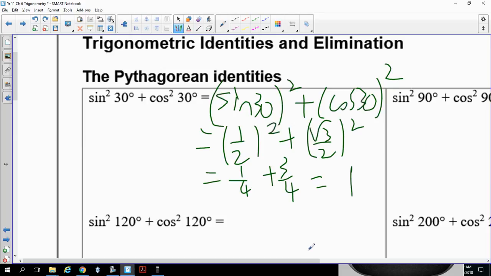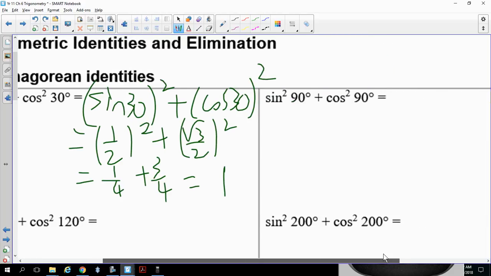Maybe. Well, what's sine 90? 1, right? What's cos 90? 0. You still get 1. Does that always work? Would it work for the next one? You could try with the calculator or by hand. This one you can do by hand. Next one you can't do by hand. You have to do it with a calculator.